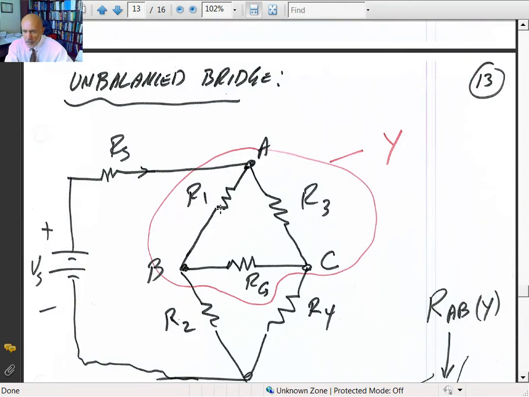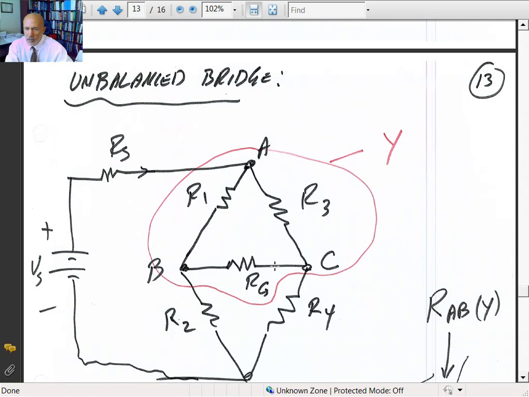Now if you look at the circuit, unfortunately these are no longer connected in parallel, nor connected in series. R1 and R3 are connected in parallel at point A, but at point B there's another element between point B and C, so they're not connected in parallel, nor are the resistances R1, R2, or R1 and RG connected in series.